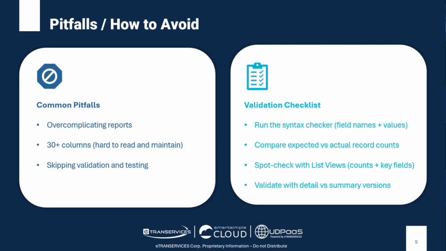You can use the variable syntax checker in configuration mode on a record for checking values and field names. You can compare the expected record count versus the actual record count on the report. You can spot check with list views to quickly validate record counts and field values. Lastly, you can use a summary report versus a detailed report to help validate records and data. A summary report is basically a separate report without any criteria or grouping of records.